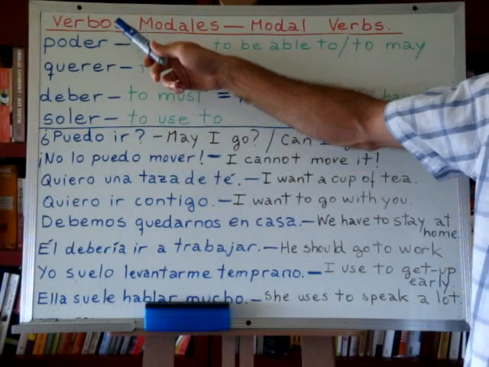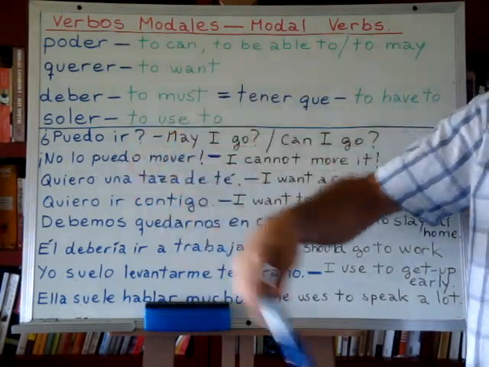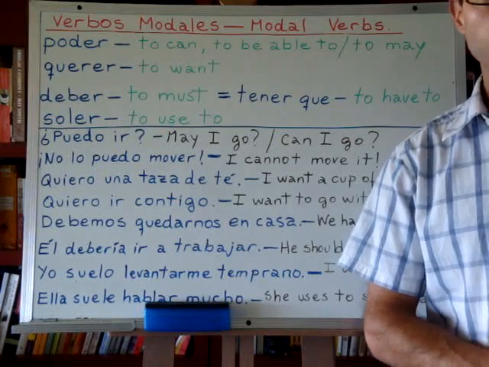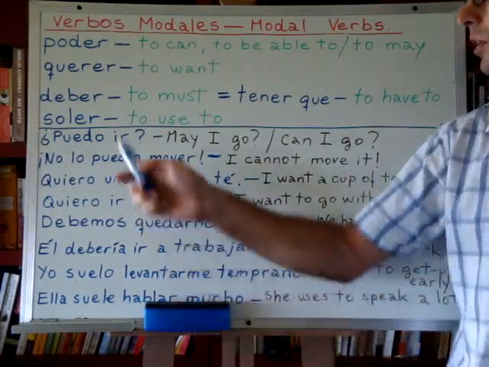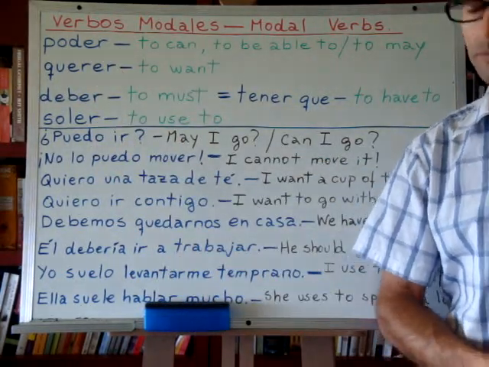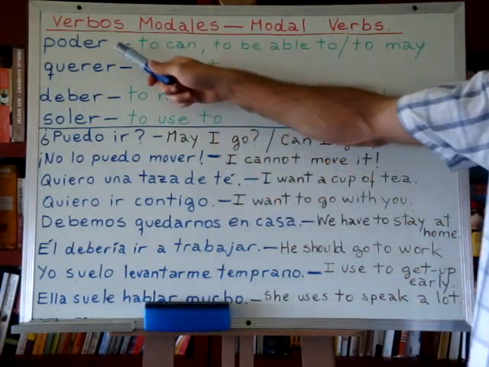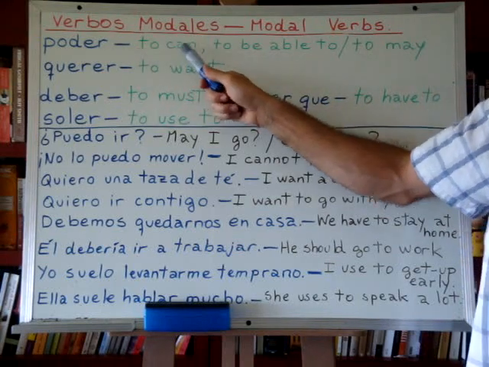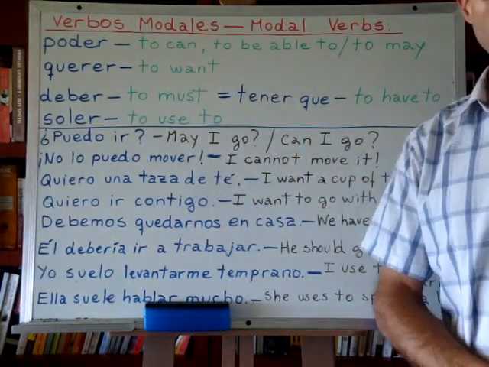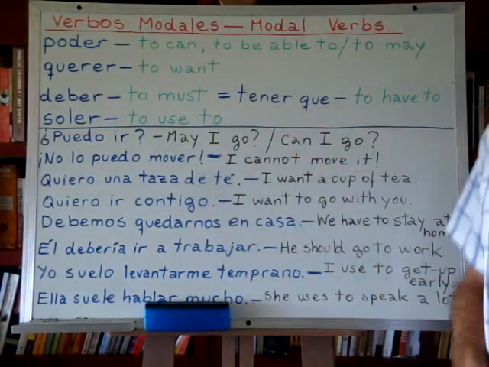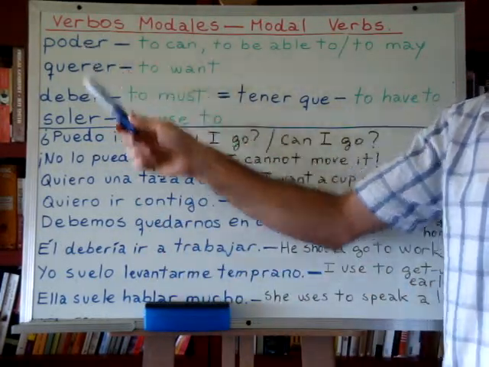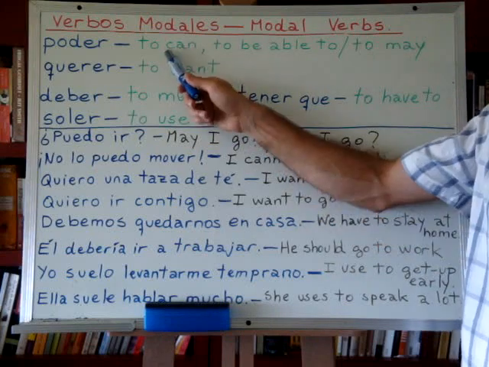Here in Spanish we have these four modal verbs that are the most used and common ones, okay? So we will start learning these four, okay? So we have the verb poder, which means to can or to be able to, but it also means to may, okay? Poder. So this Spanish verb has two meanings: to can, to may.